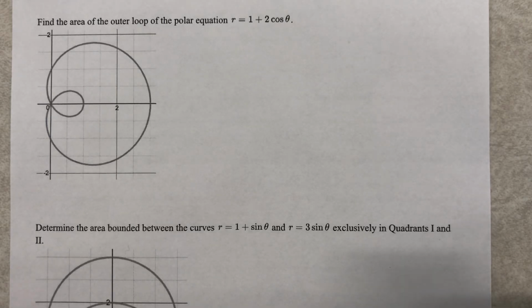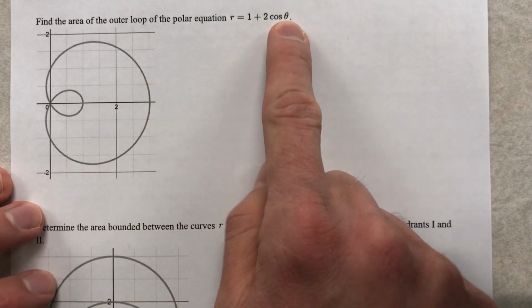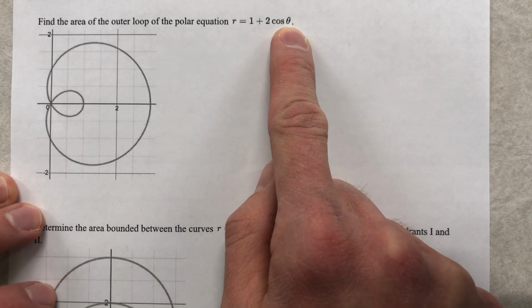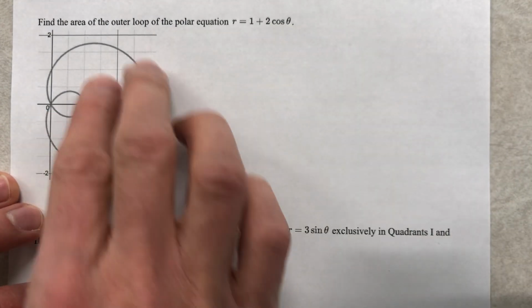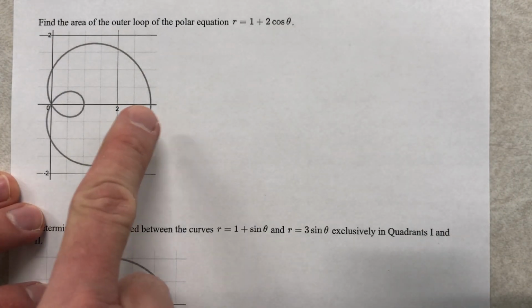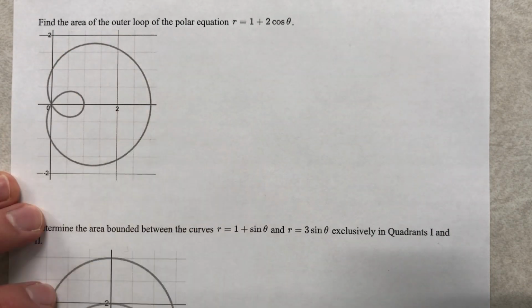We are going to find the area of the outer loop of this polar equation. What do you mean by outer loop? Well, I'm glad you asked. What we're going to do is figure out how this thing would graph if we were to graph it. I just sort of traced it with my fingers just a little bit. There we go. And then we'll talk about what's going on.